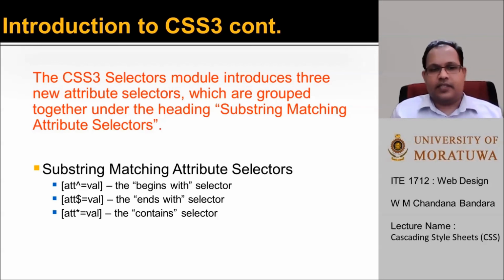Now, the first point here specifies how we can do it. Not only the beginning of a value, but also we can find attributes having values that end with something and also contain something. That is a really good feature of CSS3.